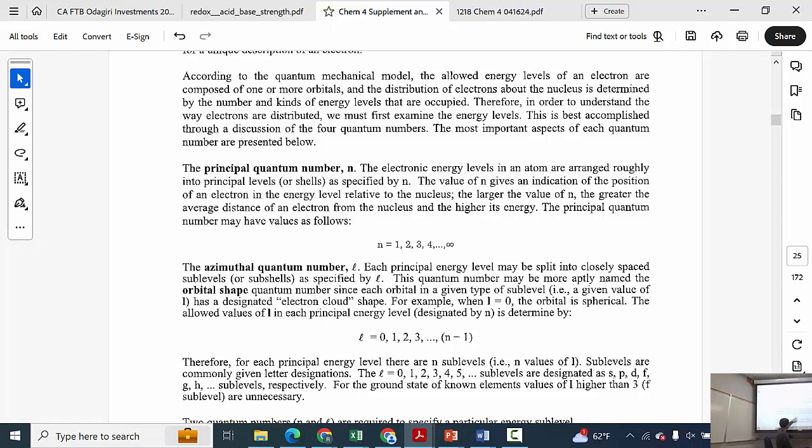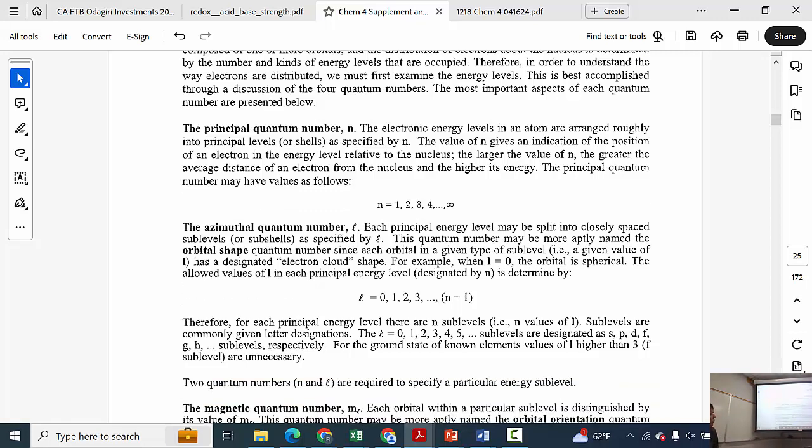So L equals 0 is called an s orbital. L equals 1 is called a p orbital. L equals 2 is a d orbital. L equals 3 is an f orbital. And they're going to have different shapes to them. It's called the azimuthal or the angular momentum quantum number.